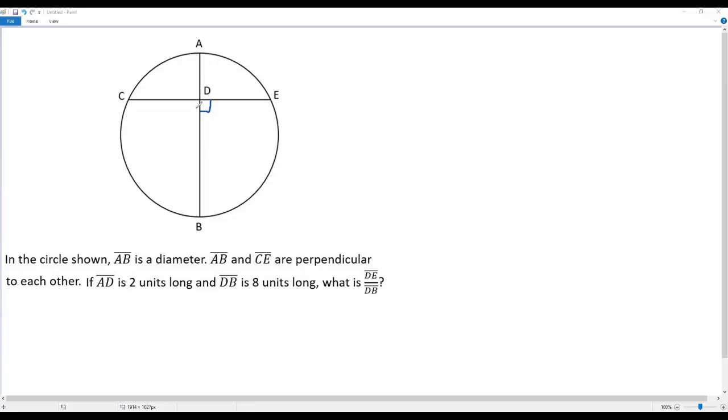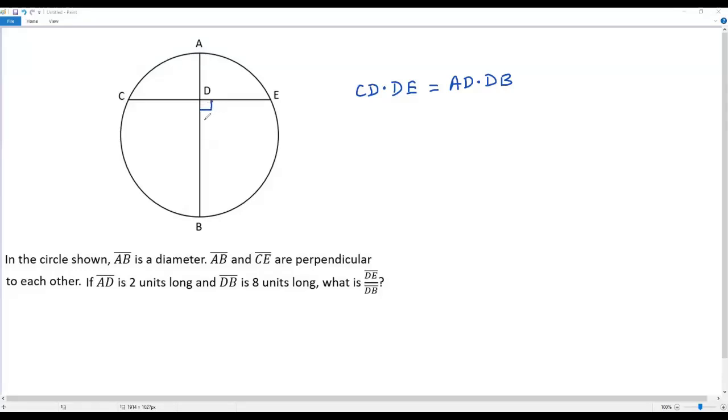Whenever two chords are intersecting inside a circle at a particular point, the product of the lengths of the segments of one chord is equal to the product of the lengths of the segments of the other chord. First let me consider the chord CE, and we have the two segments CD and DE. The product of the lengths of CD and DE must be equal to the product of the lengths of the segments of the other chord AB, that is AD times DB.